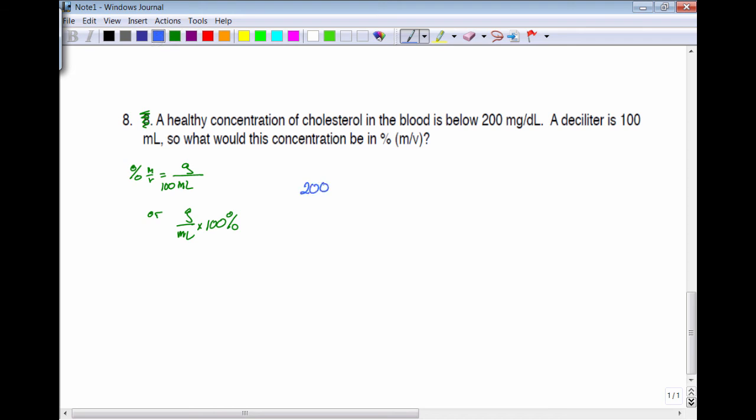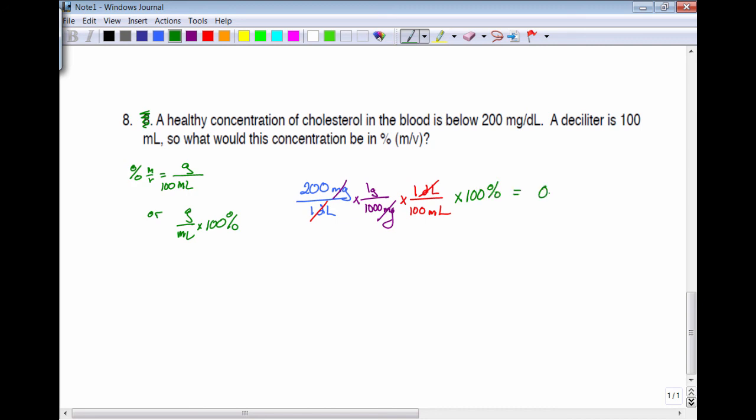I'll rewrite the units as given, 200 milligrams per 1 deciliter. Now this is simply a unit conversion problem. I need to convert milligrams into grams, and then I need to convert deciliters into milliliters. If I solve this problem as written, I would get the answer in unit of grams per milliliter. To be thorough and turn this into a percent, I will have to multiply by 100%.